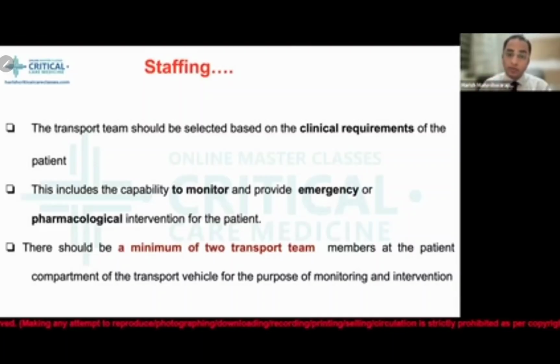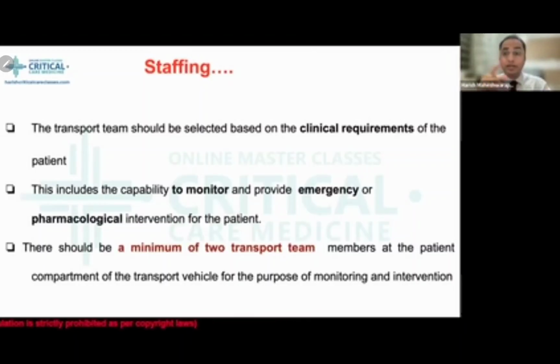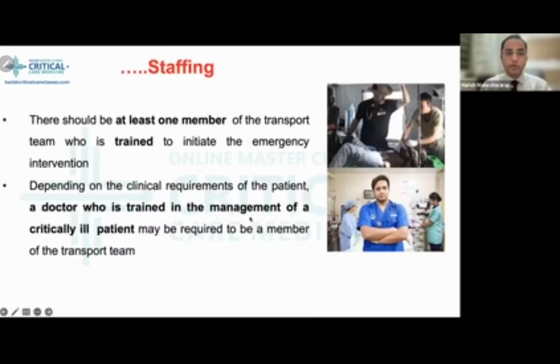It should not be that one is with the patient and one is driving. At least 2 persons should be in the compartment of the ambulance, not beside the driver seat. There should be at least one member of the transport team who can initiate emergency intervention, including airway management. Depending upon the clinical requirement of the patient, a doctor who is trained in the management of a critically ill patient may be required to be a member of the transport team.